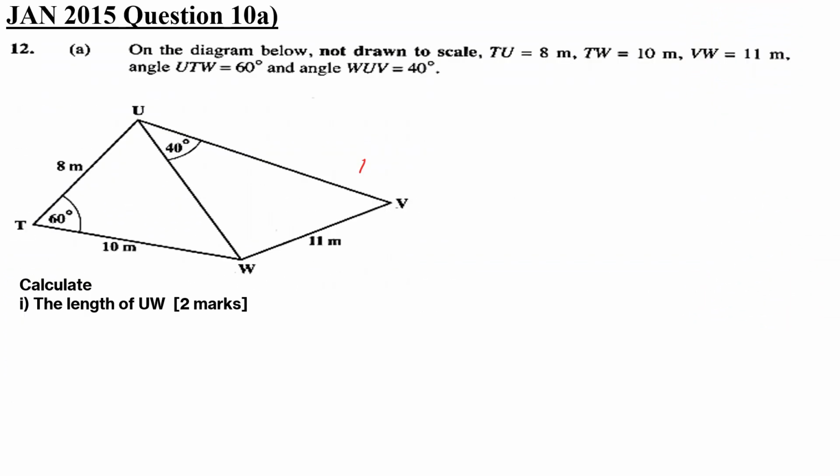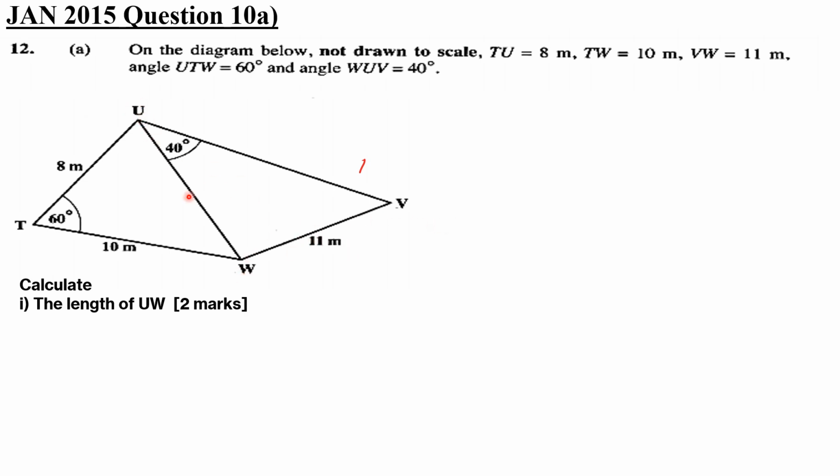This is the January 2015 question 10A, and here we're looking at the diagram, and we're asked to find the length of UW. We recognize TU is 8 meters, TW is 10 meters, there's an angle at T, there's an angle of 40 degrees at U, and WV is 11 meters.